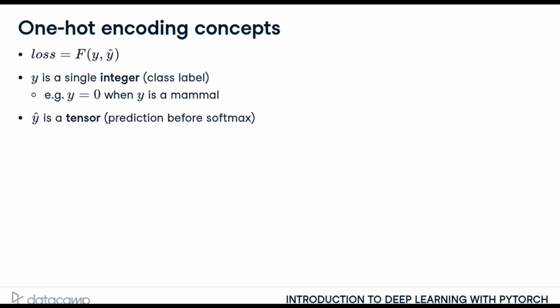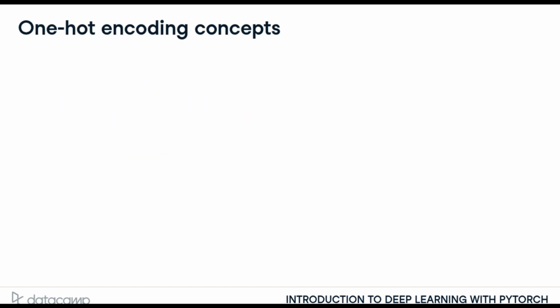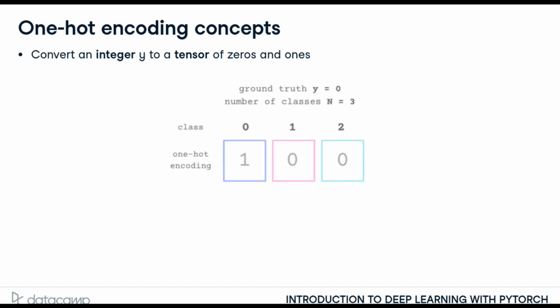It is a tensor with the same dimensions as the number of classes, n. If n is 3, the Softmax output is a tensor of shape 1 by 3. We use one-hot encoding to convert an integer y into a tensor of zeros and ones, so we can compare to evaluate model performance. For example, if y equals 0 with 3 classes, the encoded form is 1, 0, 0.